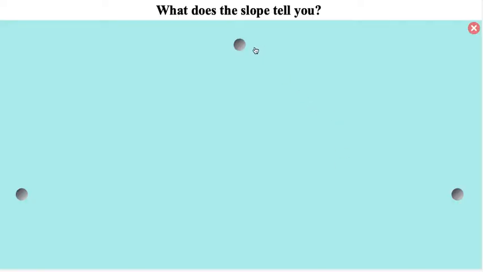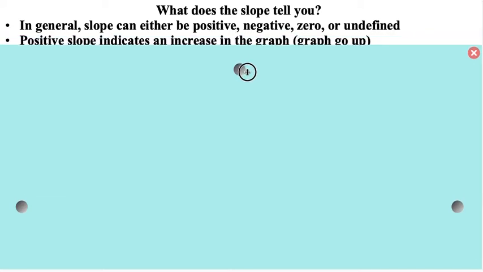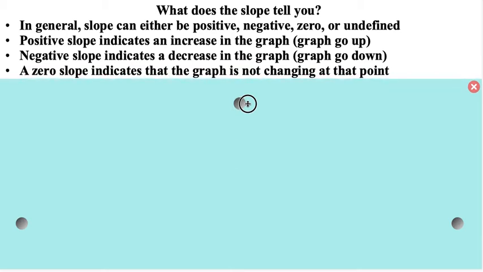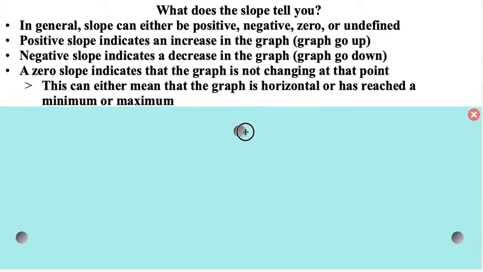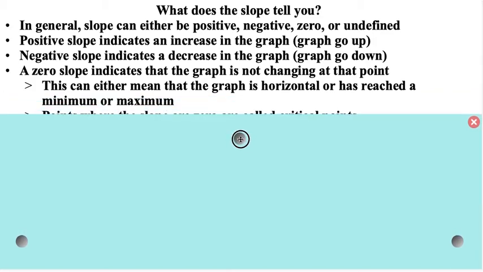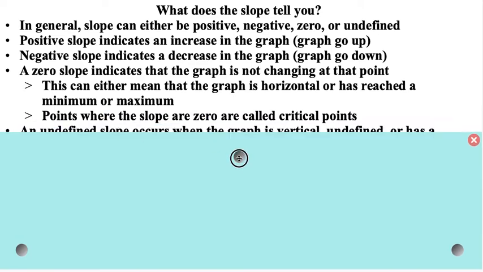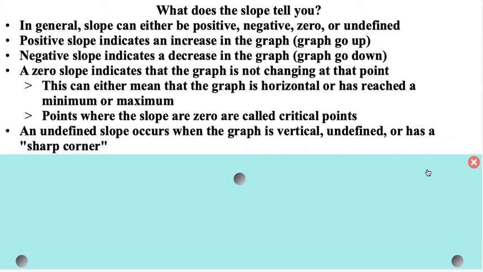Okay, what does the slope tell you? Try not to fall asleep on me here. Positive slope, negative, 0, or undefined. Kind of covers all the bases, right? What does positive mean? Graph goes up. Negative, graph goes down. 0, graph is not changing at that point, which could mean a couple of things. Either the graph is horizontal, and horizontal lines have a 0 slope, or it has reached a maximum or minimum. We've seen this before. By the way, when the slope is 0, we call those critical points, okay? An undefined slope occurs when the graph is vertical, undefined, or has a sharp corner.